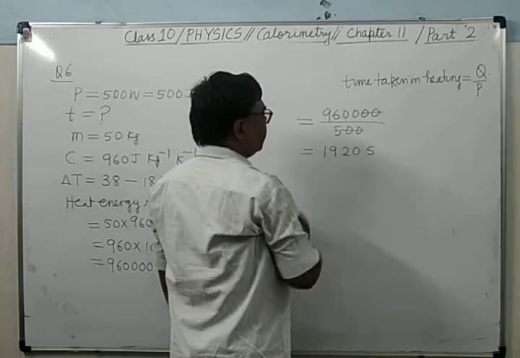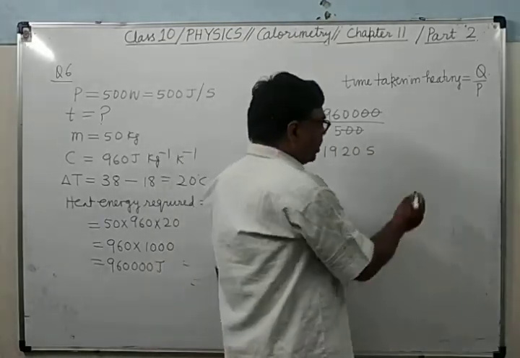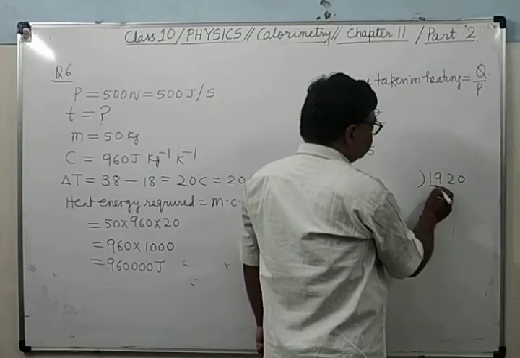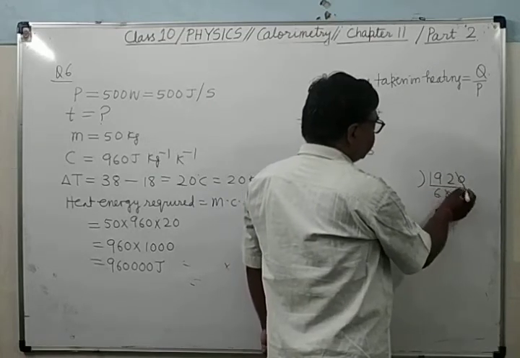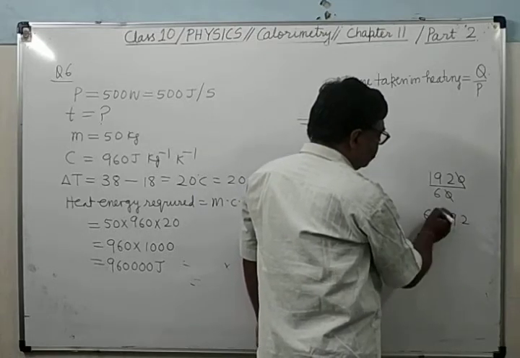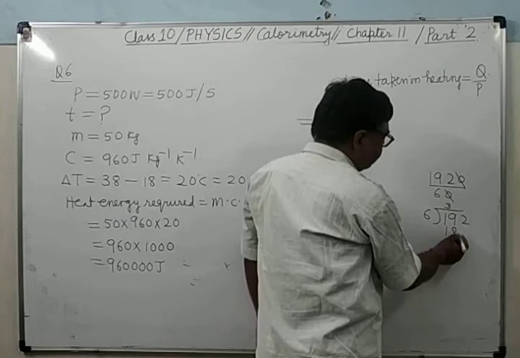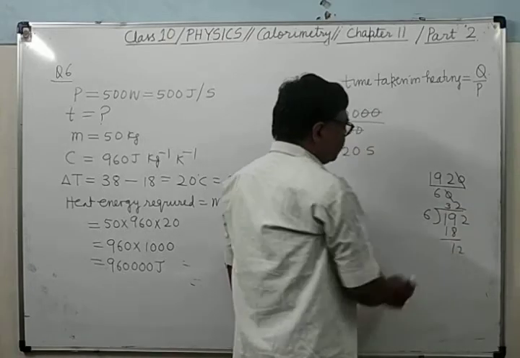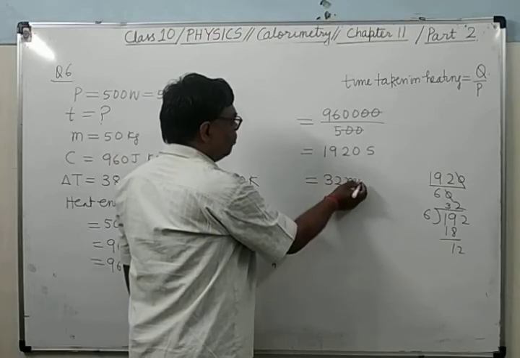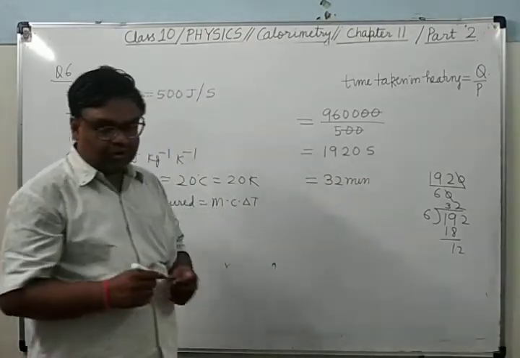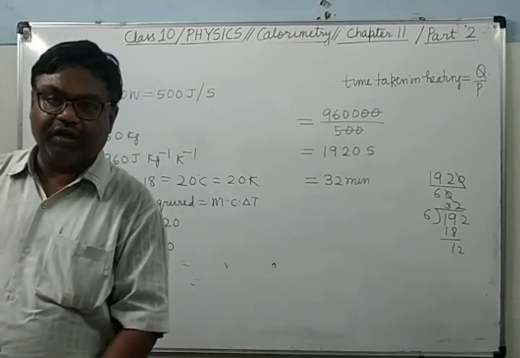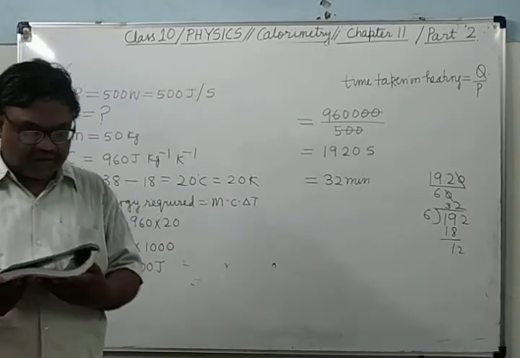This is in seconds. Now you convert to minutes. So 1920 upon 60. This is cancelled. When you divide 192 by 6, it gives the complete time, so it is 32 minutes. You can leave the answer as 1920 seconds also. That is also correct. I have calculated up to 32 minutes because it is given in your book.